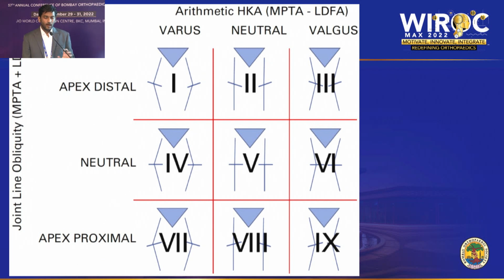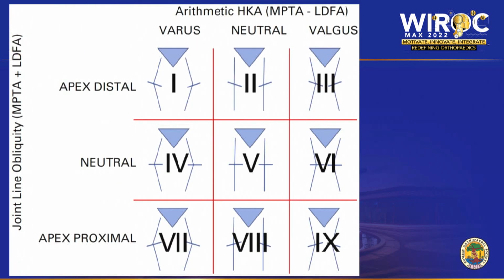So how we planned was, we look at all knees and just try and divide them whether they are varus, neutral or valgus, and then try and see the joint line obliquity, whether it's distal, neutral or proximal. This is a classification, CPAC classification, where all knees are divided into these 9, and most varus Indian knees are in a CPAC 1 or a 4, where you can see there's varus, and the joint line is either parallel to the ground or it's apex distal.